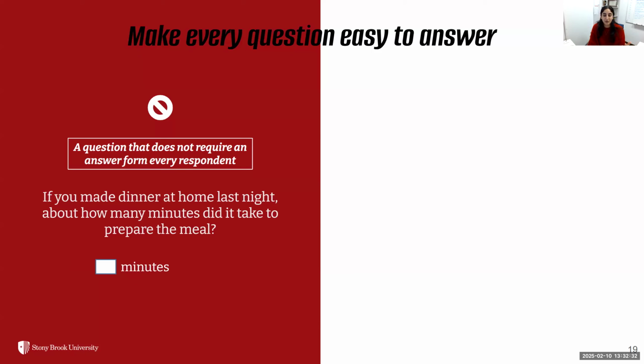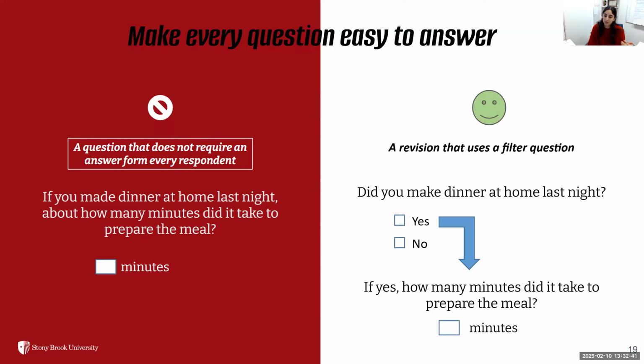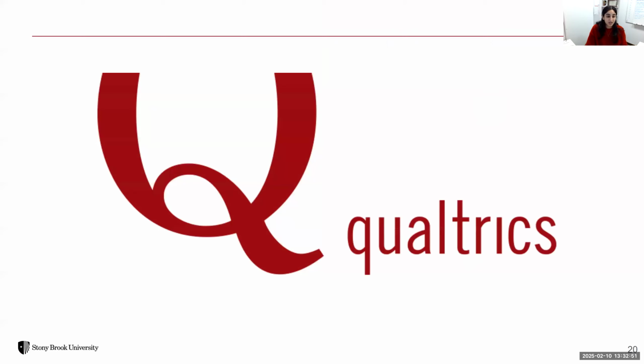But again, as a researcher, you don't know why they're putting 0 minutes. You don't know if they skipped that question because they just didn't want to answer it or whatever the case is. So maybe having two questions, like, did you make dinner at home? And if they select yes, then a second question appears of how many minutes did it take. So that's basically some general best practices.